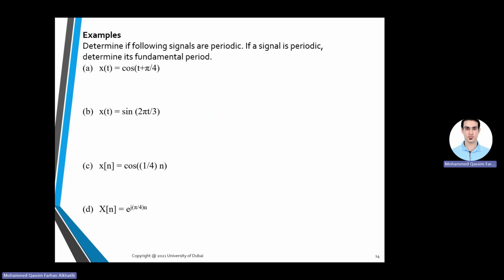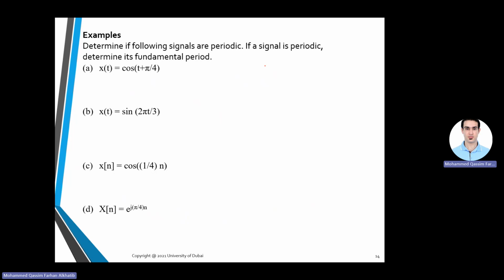All right. Determine if the following signals are periodic. If a signal is periodic, determine its fundamental period. All right, so let's look at the first one: x(t) = cosine(t + pi/4). First, we know by fact that cosines, or sinusoids, are periodic. They are periodic in nature. So this one is a periodic signal. What is the fundamental period?